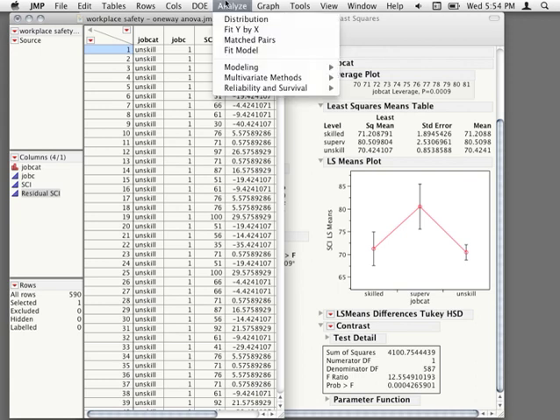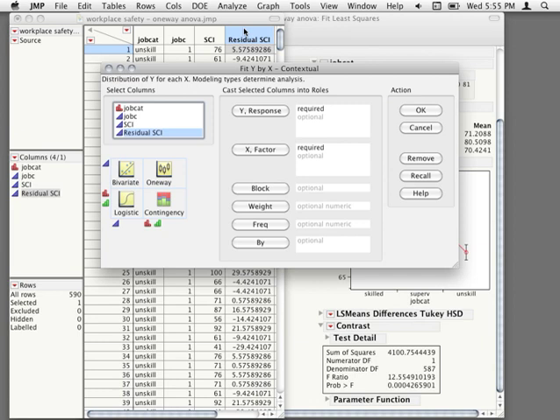So the quickest way to do this is if we go into Analyze and Fit Y by X. And what we're going to be plotting is actually those residuals, right? So the residual for the SCI score, and we're going to split it up by job category. So actually let's put that in as a factor. And notice that it says it's going to do a one-way analysis. That's fine for us.